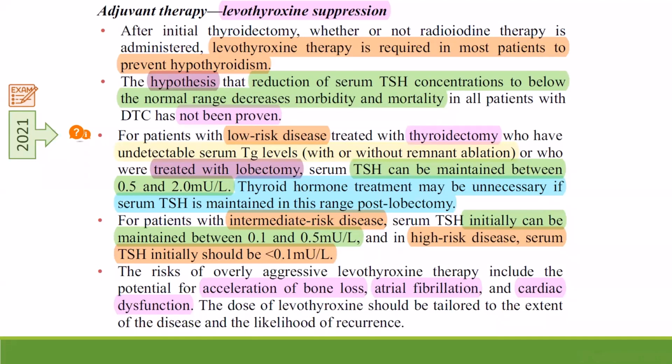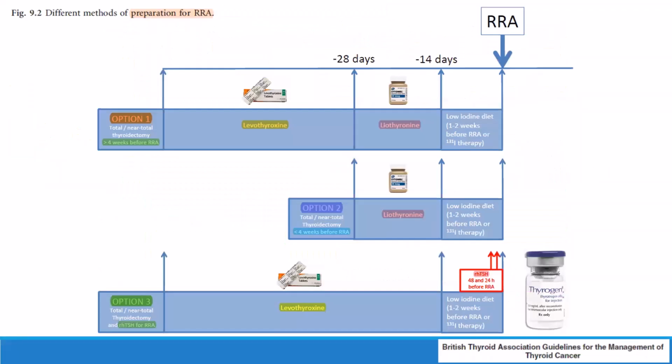Okay. Clinically, according to Dr. Najah, what is the best option clinically according to actual resources? The most important, the most effective, if you have the money, is the third option, using Thyrogen.